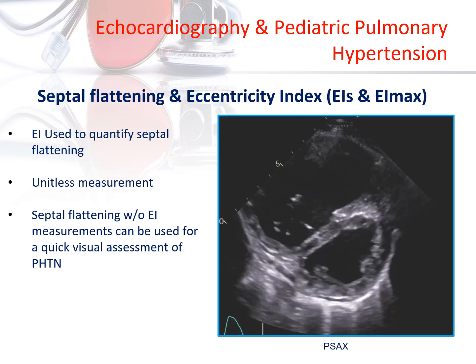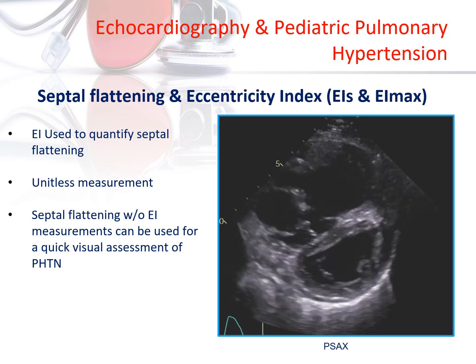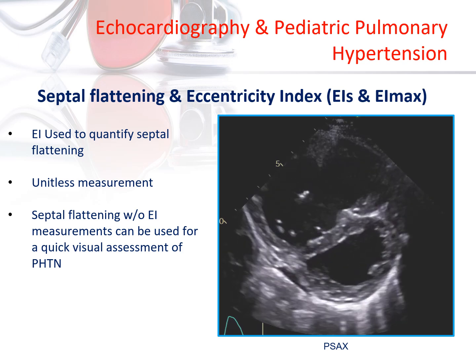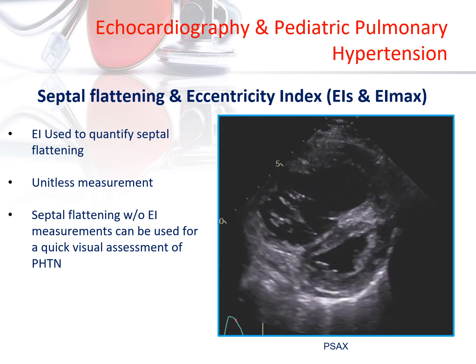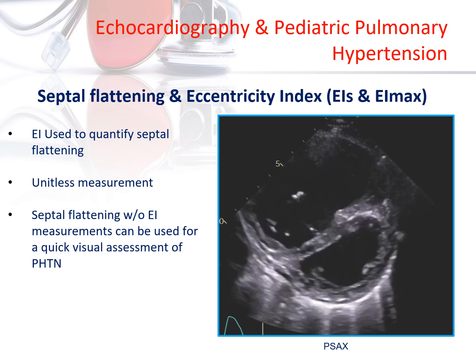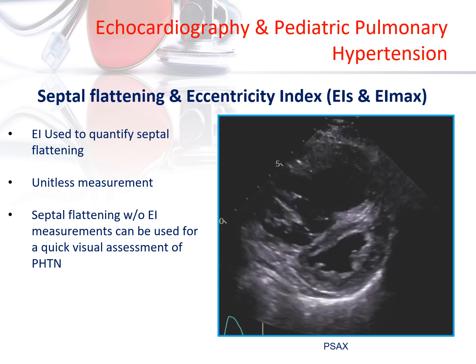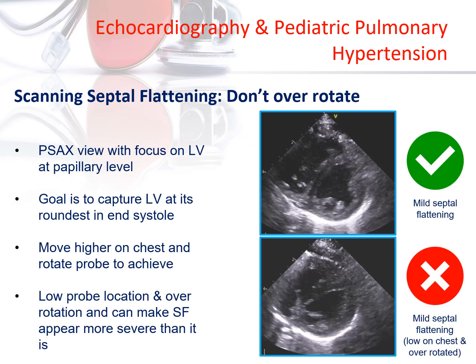Okay, septal flattening and the eccentricity index. EI is used to quantify septal flattening. It is a unitless measurement, and septal flattening can also be assessed without EI for a quick visual assessment of pulmonary hypertension.